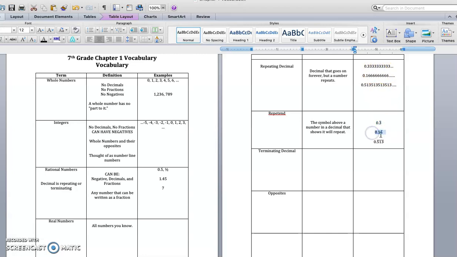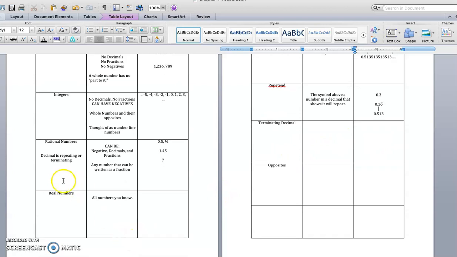Notice in this one, that repetend symbol is only above the 6 because up here, it is only the number 6 that is repeating itself. I do not have it above the 0 or the 1. So that tells me this decimal would be 0.16666 on and on and on forever. Here, you can see that I have the repetend over the entire number 513 to tell me that it's 513 that repeats, like up here. So the repetend is just a symbol we use to let us know that that decimal repeats.